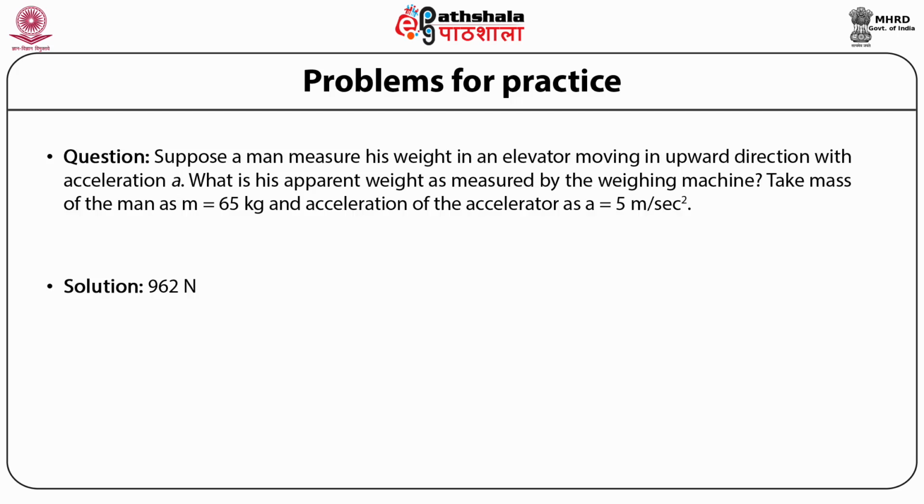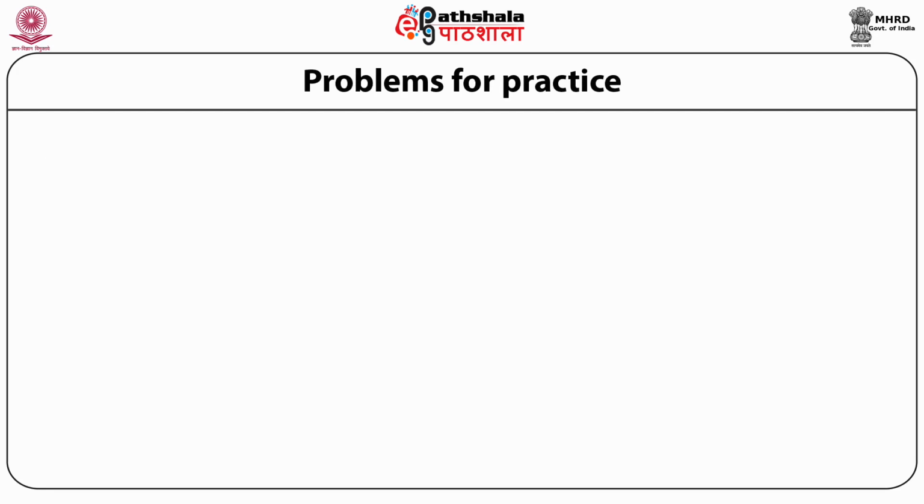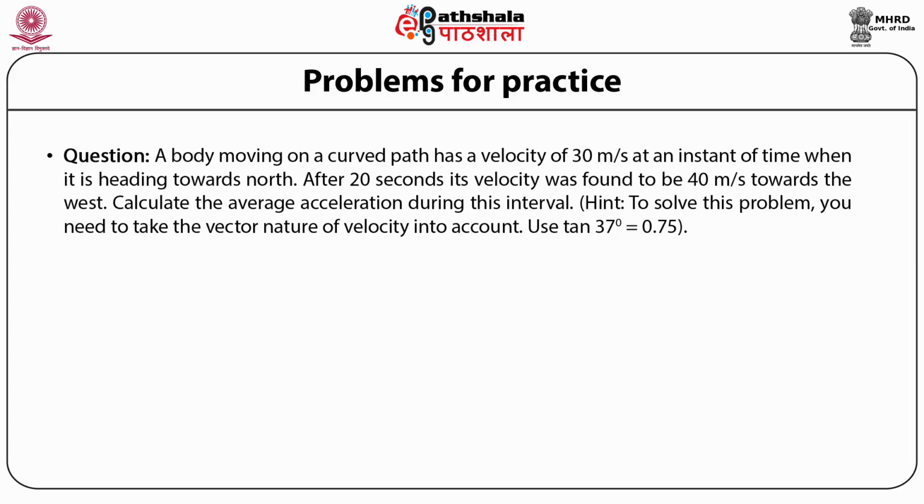But as I said, use the laws of motion to find out the answer, whether you get the same answer or not. Here is another problem for practice. In this problem, a body moving on a curved path has a velocity of 30 meter per second at an instant of time when it is heading towards north. After 20 seconds, its velocity was found to be 40 meter per second towards the west. So the question is, calculate the average acceleration during this interval.